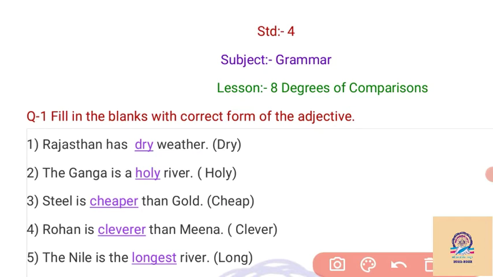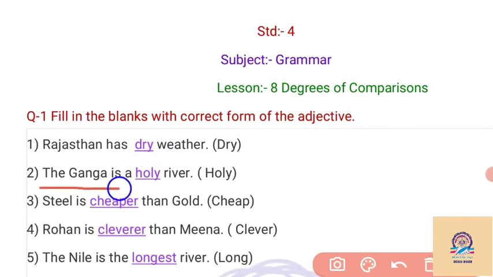We see our first question, that is fill in the blanks with the correct forms of the adjective. So we have to use the correct form of degree of comparison, and there is a blank. We read: Rajasthan has blank weather. Here dry is given. So what we have to put is the correct form of the adjective. We have to write dry, because we are not going to compare Rajasthan with another state or another city. So we write dry, it remains dry in our answer.